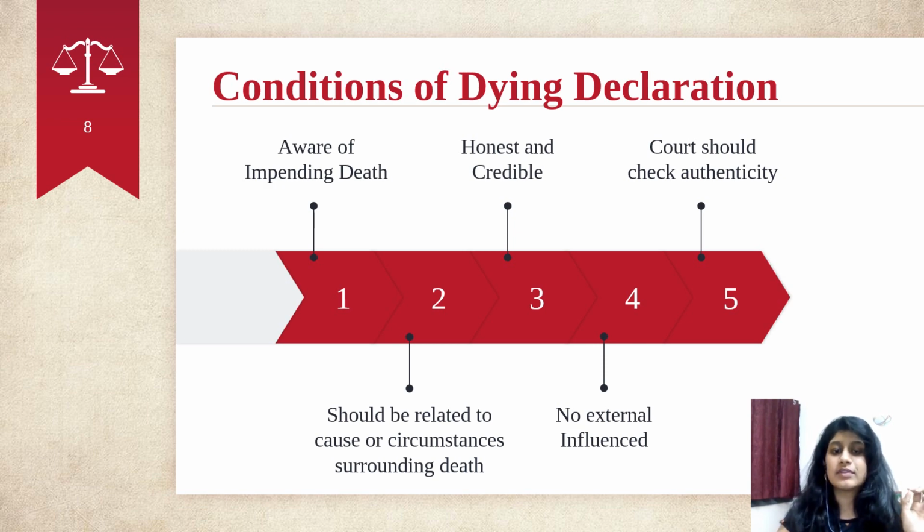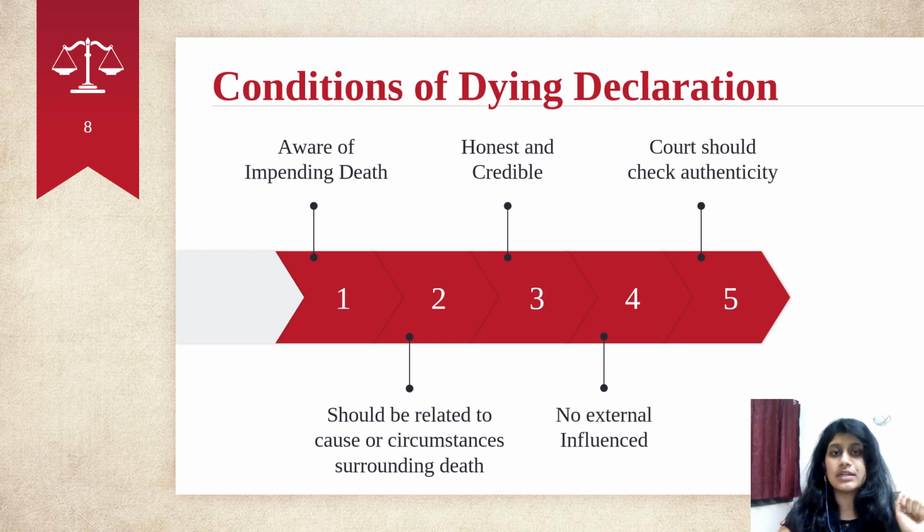Another thing, the statement that is made should be related to the cause or the circumstances surrounding the death. Again, we already discussed this. You can't talk about somebody else's death when you're giving a dying declaration. If person A has died and they give a statement regarding person B's death, then that will not be considered a dying declaration. It has to be based on their own death or the circumstances related to the transaction surrounding their death. This may include a suicide. It may include homicide. So that is the second one.